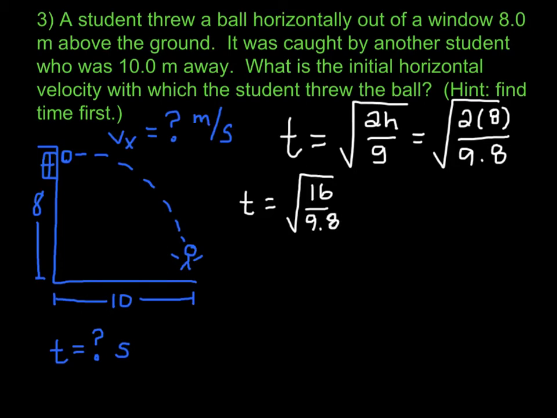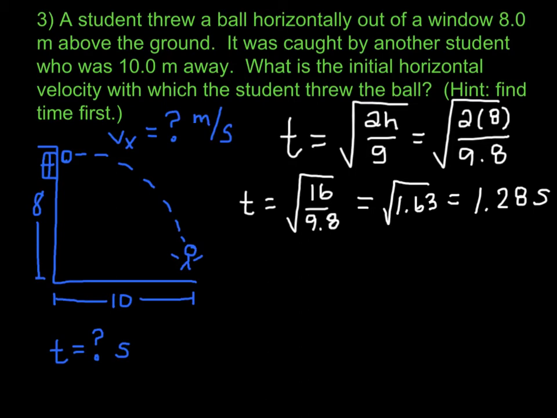This gives you the square root of approximately 1.63, which equals 1.28 seconds. Now that we know time, we can solve for the initial velocity.